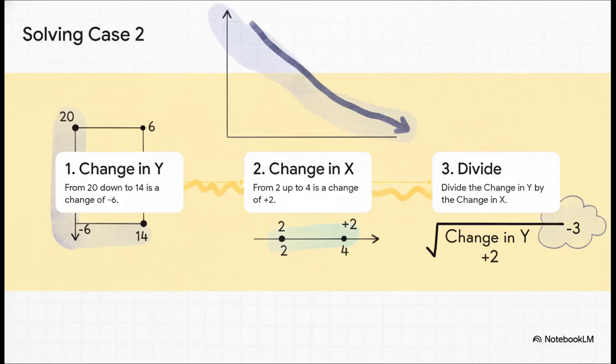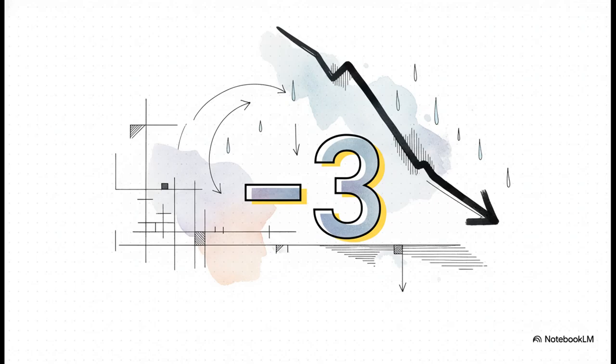Let's apply our method. The change in y from 20 down to 14 is a change of -6. The change in x from 2 up to 4 is a change of +2. Time to divide. Let's do the math. The change in y, -6, divided by the change in x, +2, gives us a slope of -3. And that negative sign is really important. It's the clue telling us this line is heading downhill.